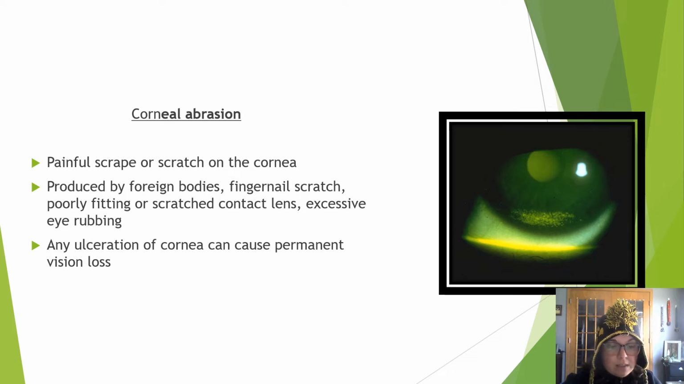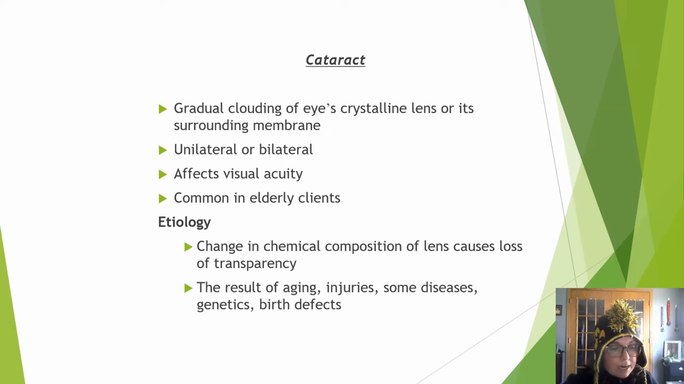Corneal abrasion. This is a painful scrape or scratch of the cornea. This abrasion can arise due to foreign bodies, fingernail scratches, poorly fitting or scratched contact lenses, and also excessive eye rubbing. Any ulceration of the cornea can cause permanent vision loss. This picture here is of an eye that was given a fluorescent eye drop to help visualize any corneal damage. And so you can see that scattered dusting at the bottom of the iris yields a positive test or a positive result.